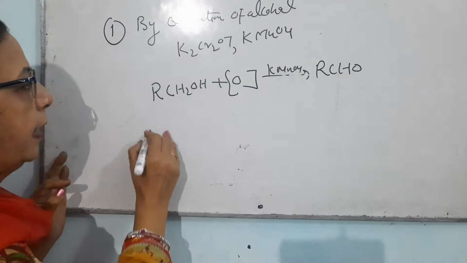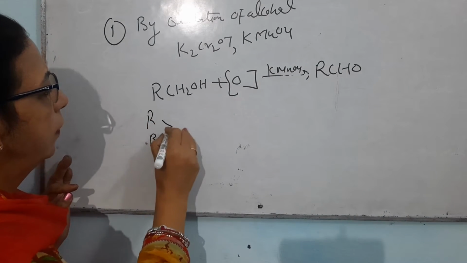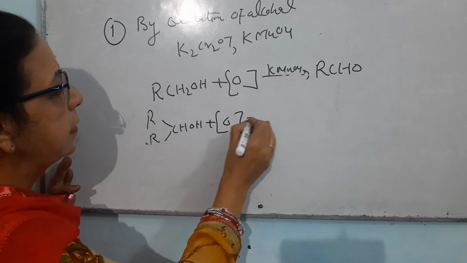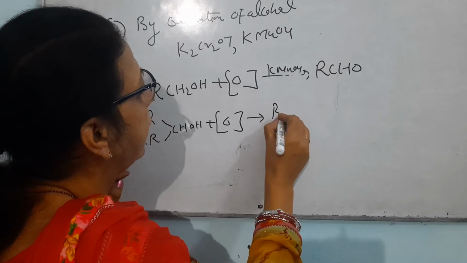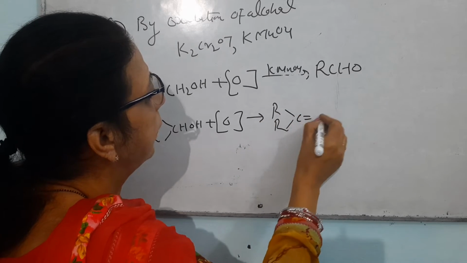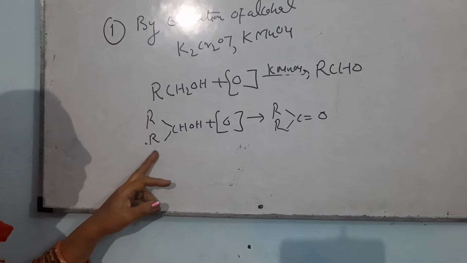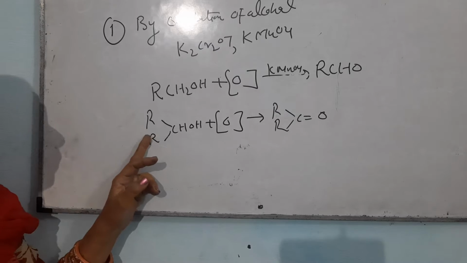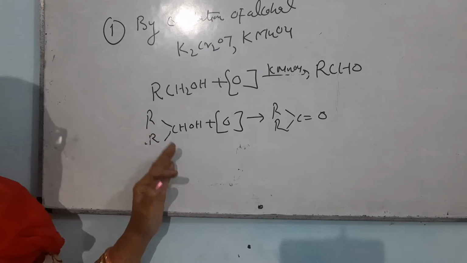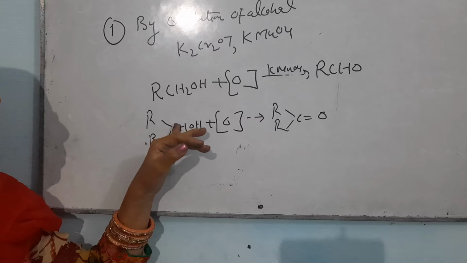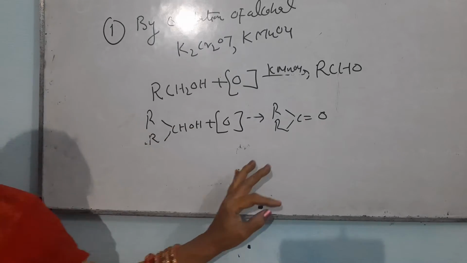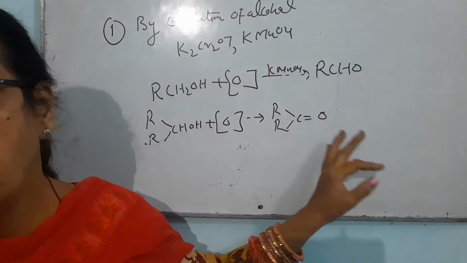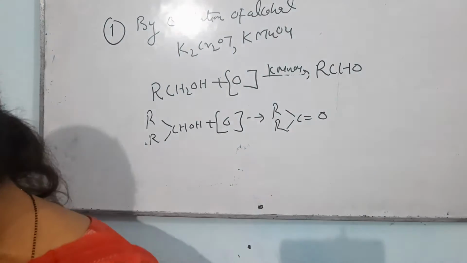Similarly, if we take secondary alcohol, the same oxidizing agent is used. It will be converted in the form of ketone. There will be the formation of ketone. You can write large number of examples for the oxidation of alcohols. I have taught this in the previous chapter where you have written so many reactions for the oxidation of alcohols to form aldehydes.